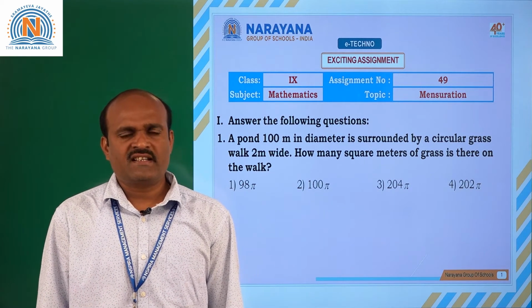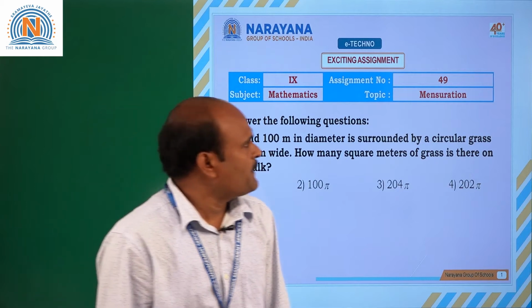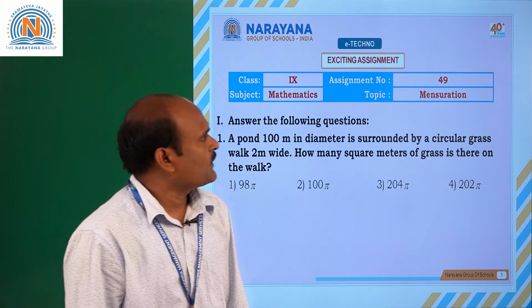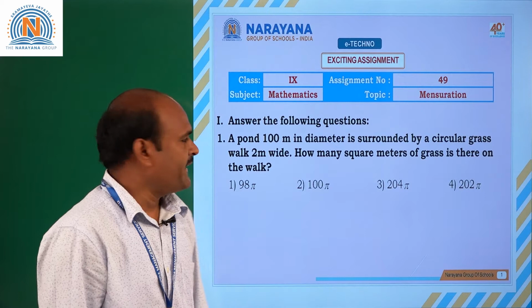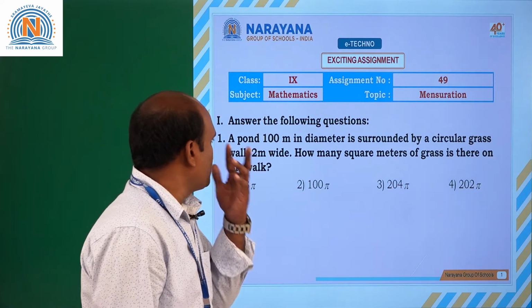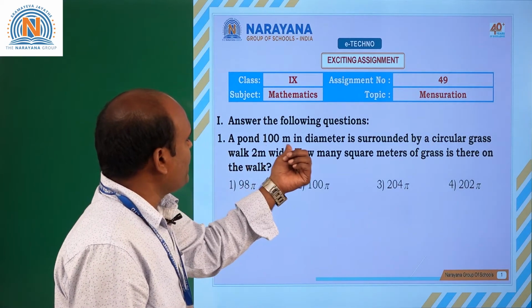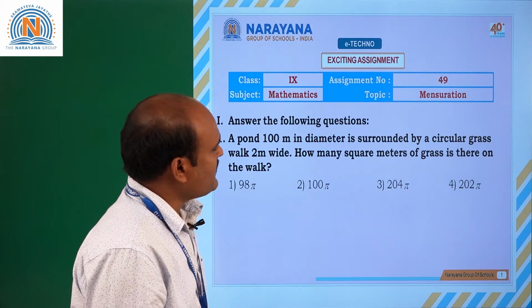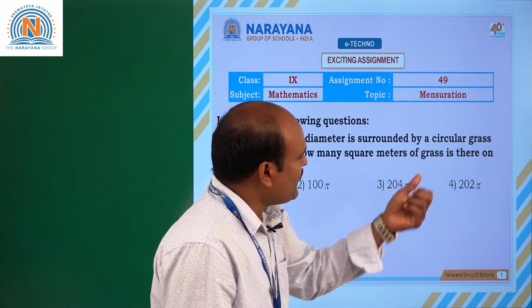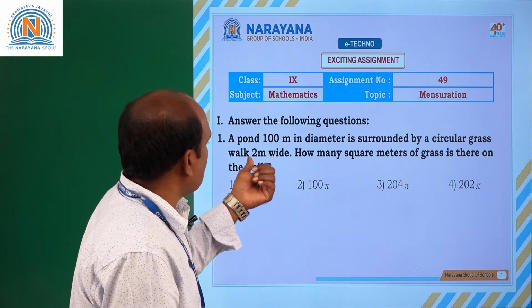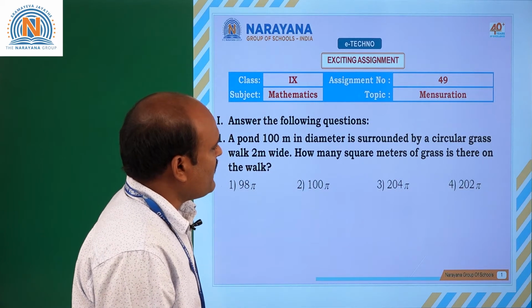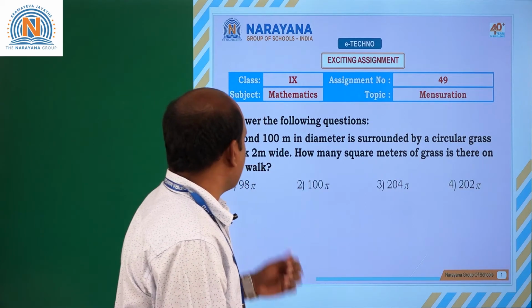Today we are discussing 9th class mathematics assignment number 49 related to the topic mensuration, right? So here is the first question. A pond 100 meter in diameter is surrounded by a circular grass walk 2 meter wide. How many square meters of grass is there on the walk?